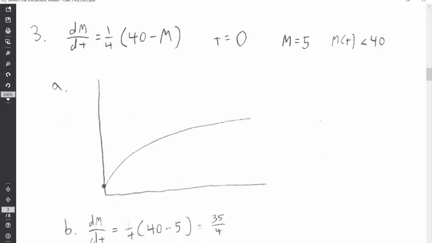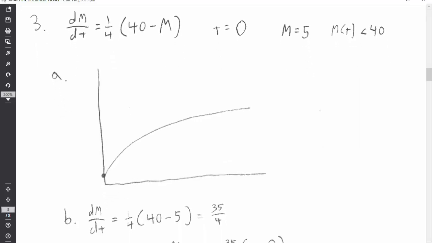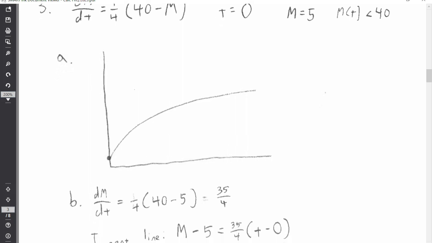So to get the tangent line, it's going to be y minus the y coordinate equals the slope times x minus the x coordinate. But to get the slope, we need the derivative. So here's the derivative. Plug in 5 for m. M is temperature. Remember, it's not time, it's temperature. So we're told that the temperature is 5. That means 5 goes in for m. So that gives us 35 over 4, which is the slope of my tangent line.